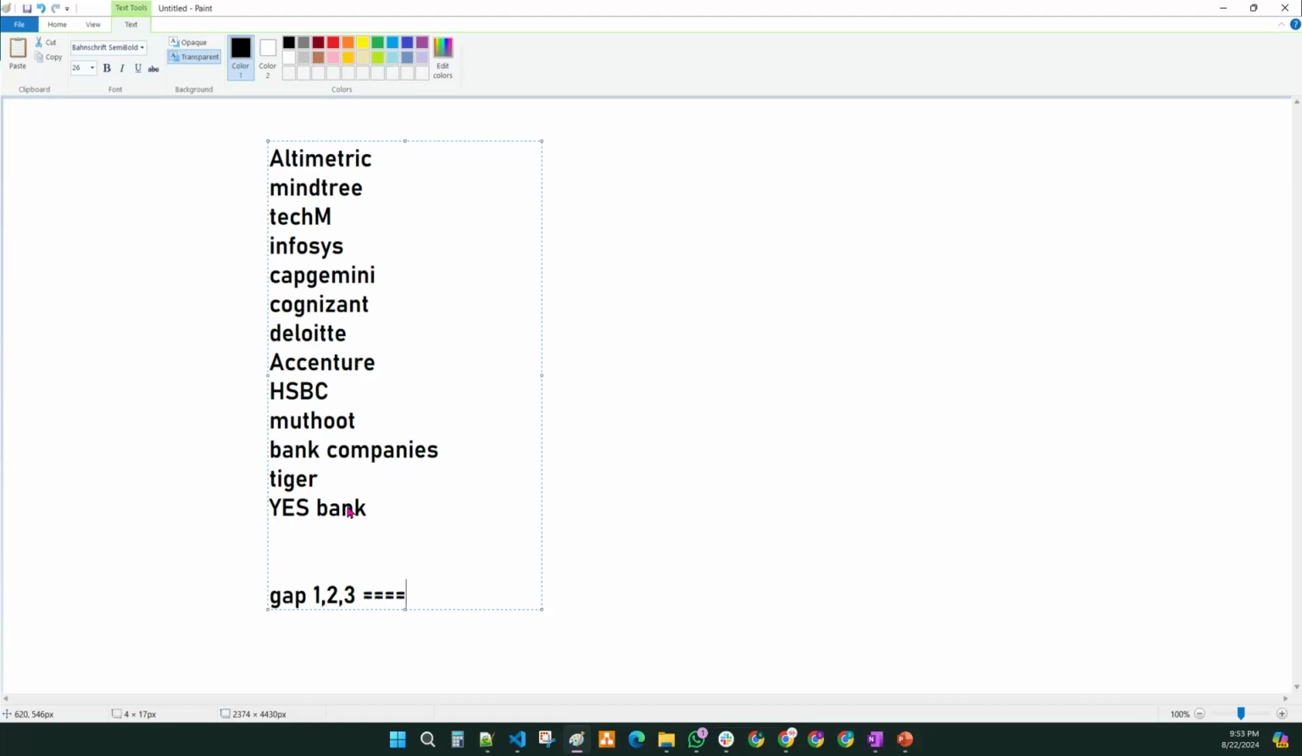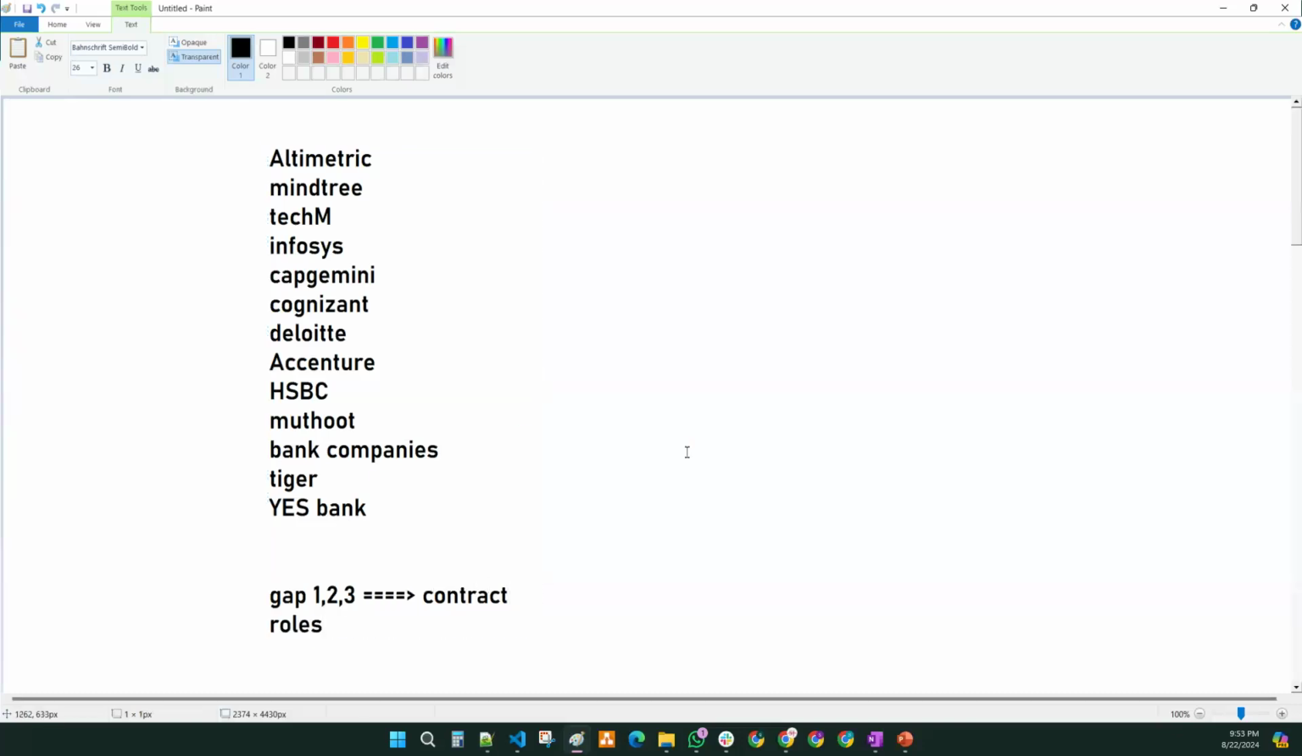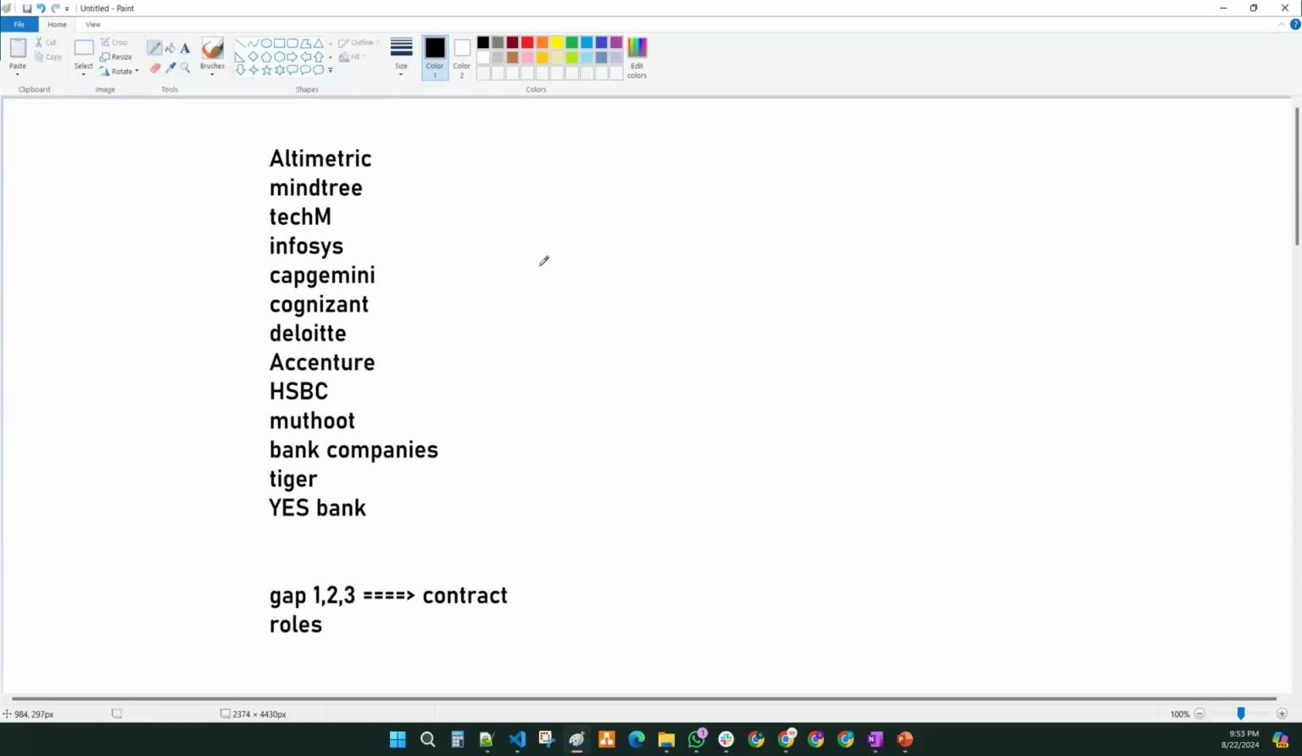For you guys, there is one more door open. Most of the people do not know about contract roles. Okay, contract roles. In regular jobs, people may get 4 LPA here, 8 LPA there. But in contract roles it is not like that. You may have any years of gap, and whether you have documents or not, they don't worry.